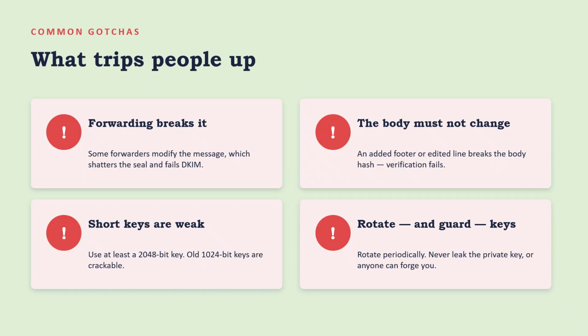Several common issues can compromise DKIM. First, message forwarding may break DKIM if forwarders alter the message, invalidating the cryptographic signature. Second, even minor modifications to the message body, such as appending a footer, will cause the body hash to fail. Third, short cryptographic keys are vulnerable. A minimum key length of 2048 bits is recommended. Fourth, regularly rotate cryptographic keys and ensure private keys remain confidential. If a private key is exposed, unauthorized parties can forge DKIM signatures.